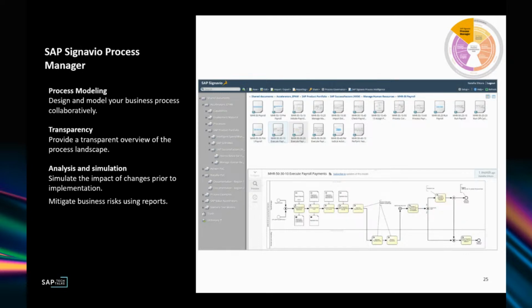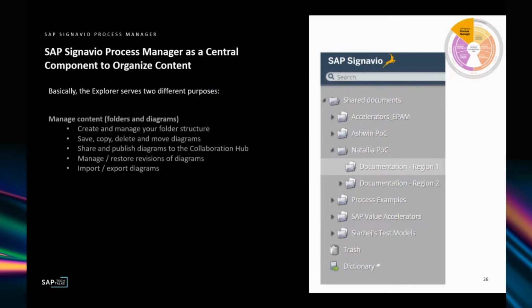We have a transparent overview of the process landscape because we have folders, we can adjust the folder structure, we can hide some folders, we can copy and paste data to some folders. Also, we can simulate our newly created processes, and we can mitigate business risk using reporting tools. Let's review what we have.